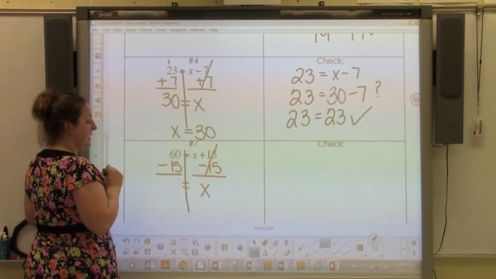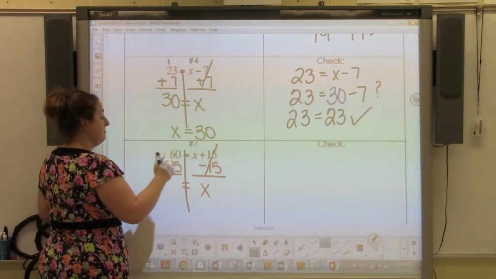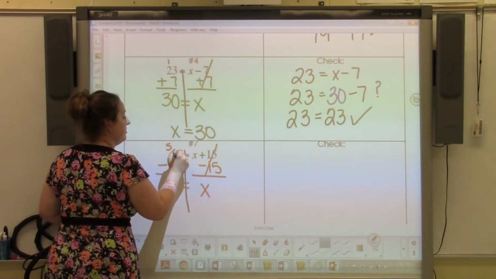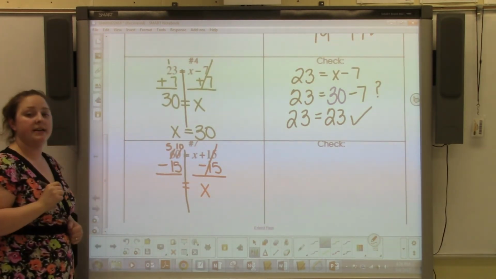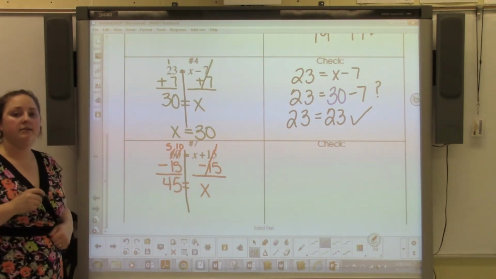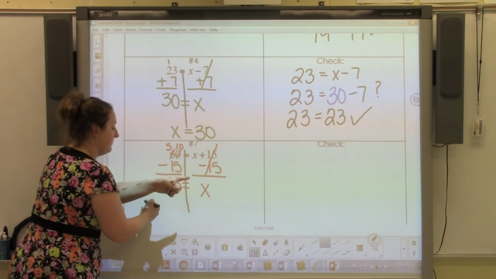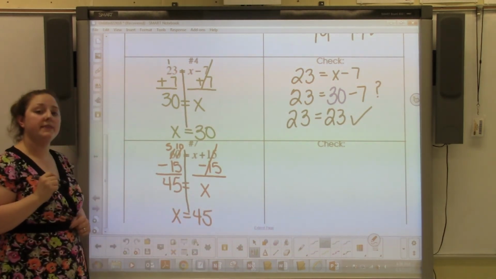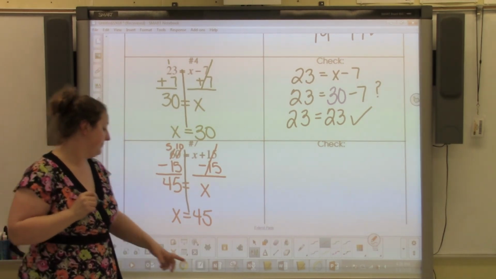And on the left-hand side, if you're not sure, you can always do the math and borrow. So 6 becomes 5, and that 0 becomes 10. 10 minus 5 is 5, and 5 minus 1 is 4. And again, let's just be proper. Flip-flop the x and the 45. So we're hoping that x is equal to 45.